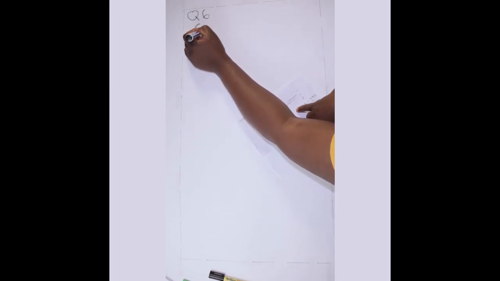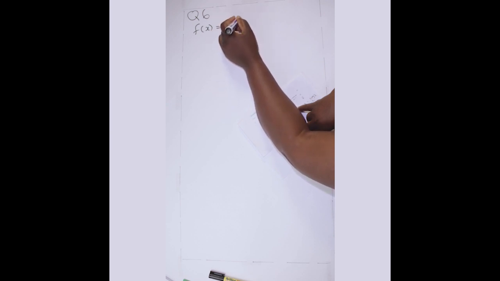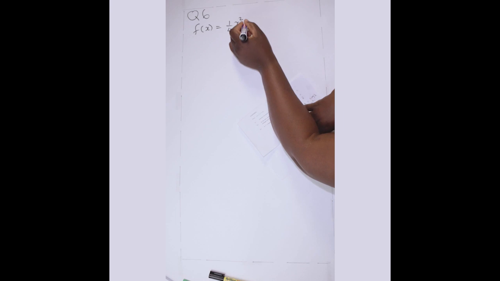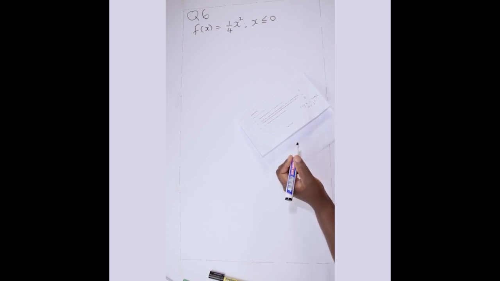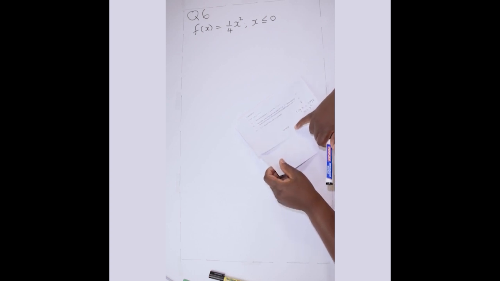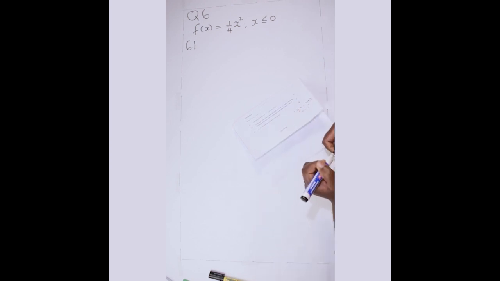Now, the information given to us in this case is f of x equals 1 over 4x squared. So 1 divided by 4x squared, where x must be less than or equal to 0. In other words, x is negative, and also it has to be equal to 0. Now, question 6.1 says, determine the equation of the inverse and write it in the form of f of minus 1 of x is equal to something.